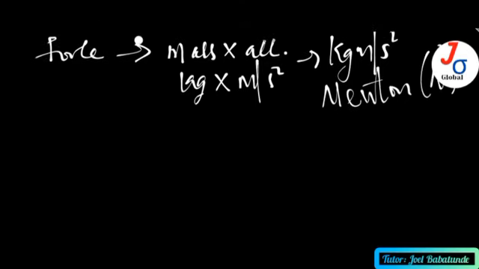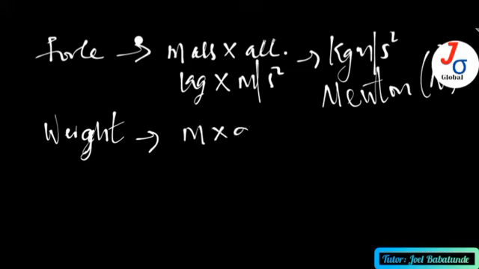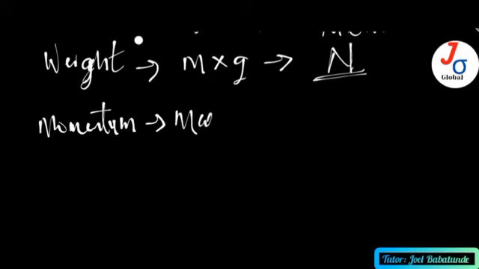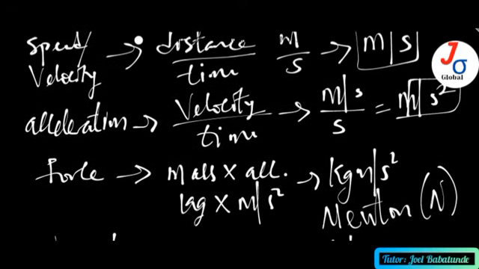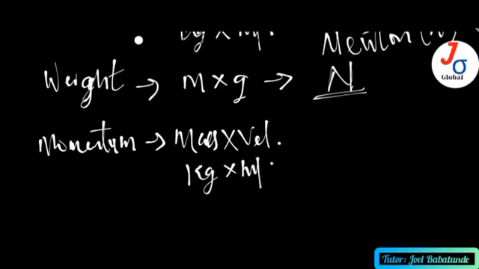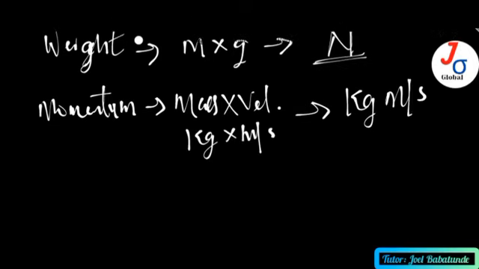Okay, good. Then let's look at another quantity: weight. Weight is a type of force that is downward, due to the Earth's gravity. It's the same thing, mass times acceleration due to gravity, so weight is a force, still newtons. Then we have momentum. Momentum is mass multiplied by velocity. The unit of mass is kg, and the unit for velocity is meters per second. So the unit is kg meters per second.